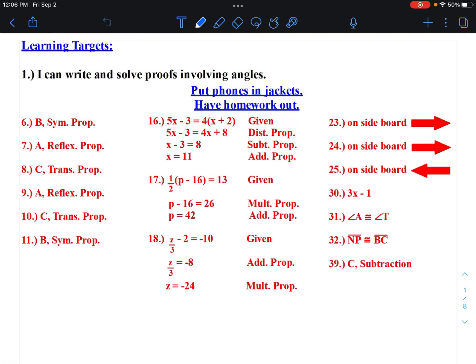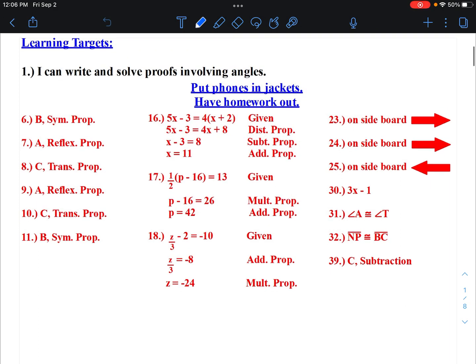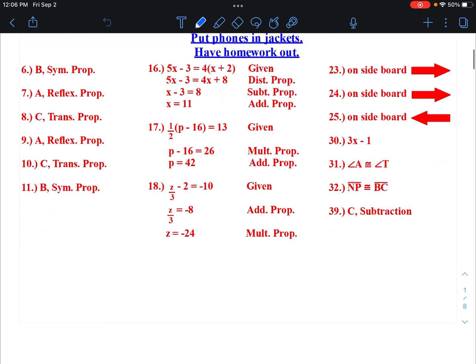Welcome back. Today we are going to be doing proofs involving angles. So we've already done some segment proofs, and you're going to see some similarities here when we do angles, but really we're talking about the same thing. We're working through a logical sequence of events to prove something. And actually today we're going to introduce a few theorems.